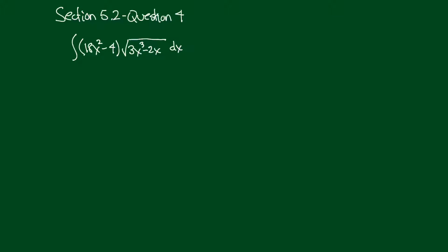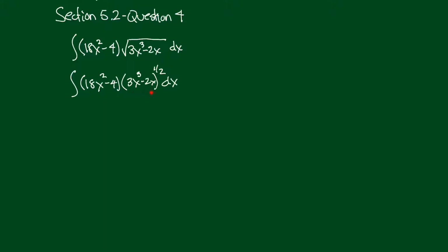First of all, I see a radical here, so the first thing I'm going to do is eliminate that radical and convert to fractional exponent or rational exponent notation. So I'm going to write this now as (3x cubed minus 2x) to the 1/2 dx.